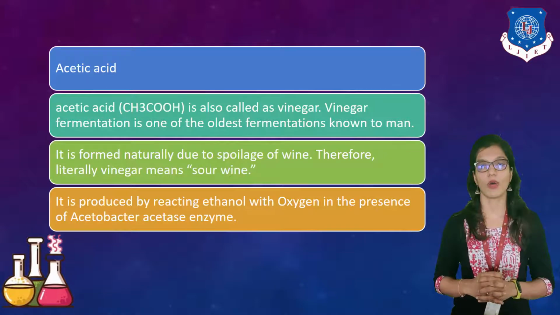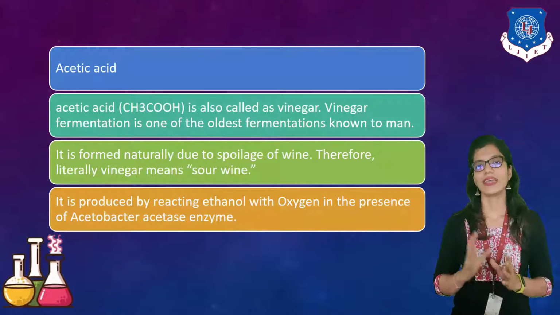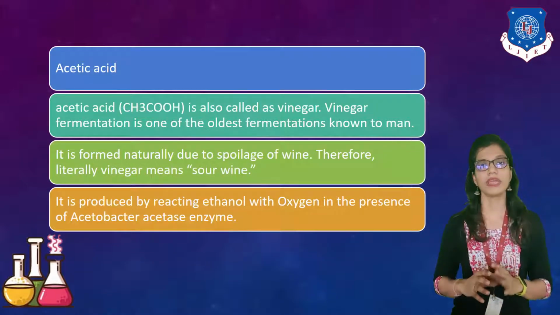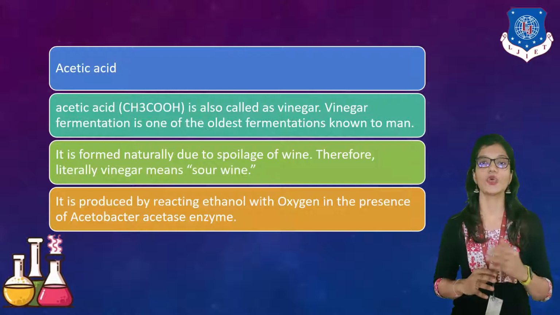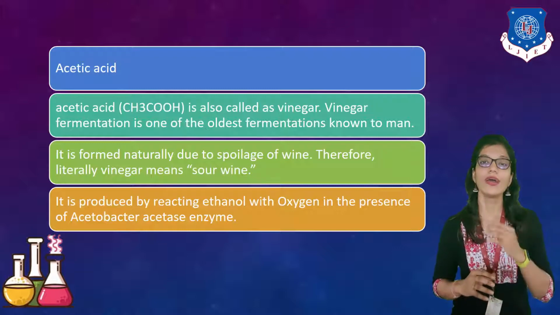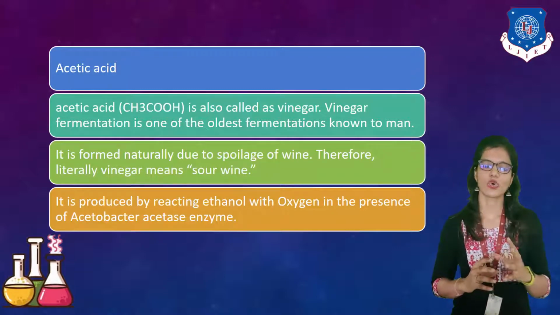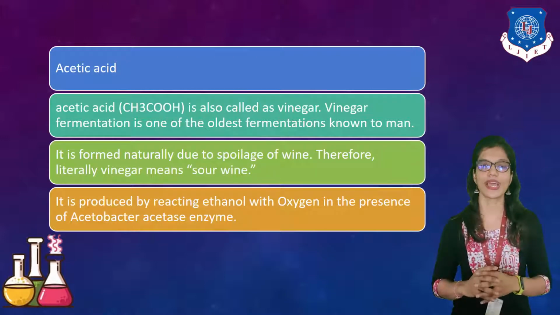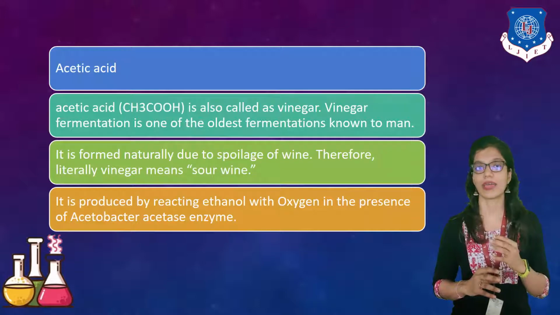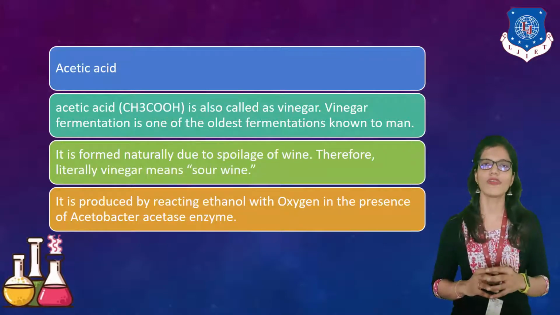Now, let's talk about acetic acid: what it means, how we can utilize it and how we can produce it. Acetic acid, CH3COOH, is the molecular formula of acetic acid, which is also known as vinegar.